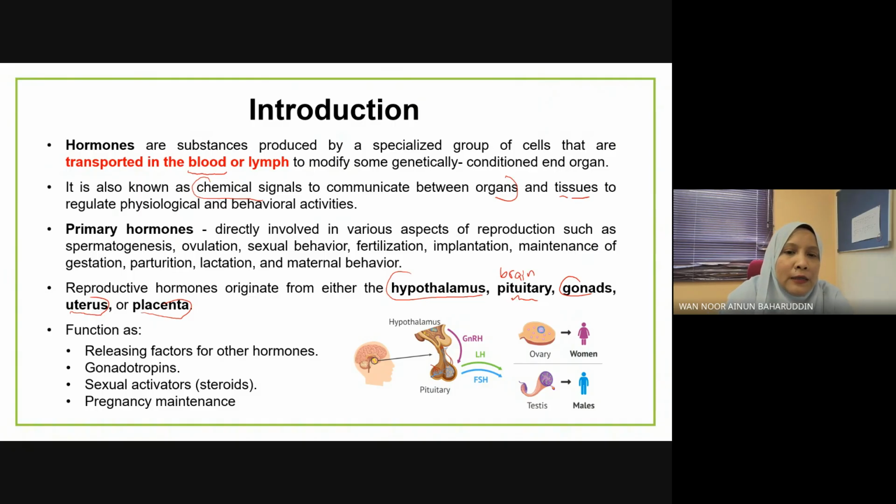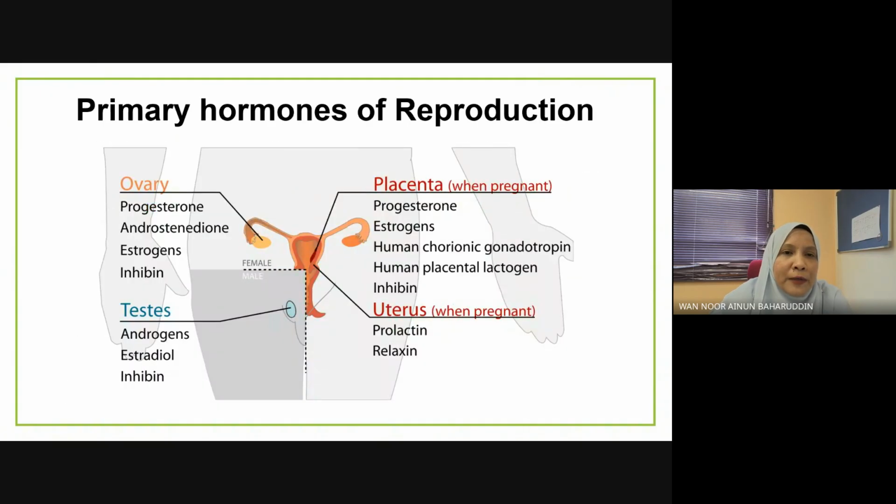Some of them have releasing factors for other hormones also. For example, GnRH, when it is released by the hypothalamus, it will activate the production of LH and FSH. This one we have learned before. Gonadotrophins, sexual activators, as well as pregnancy maintenance. So we do have primary hormones of reproduction.